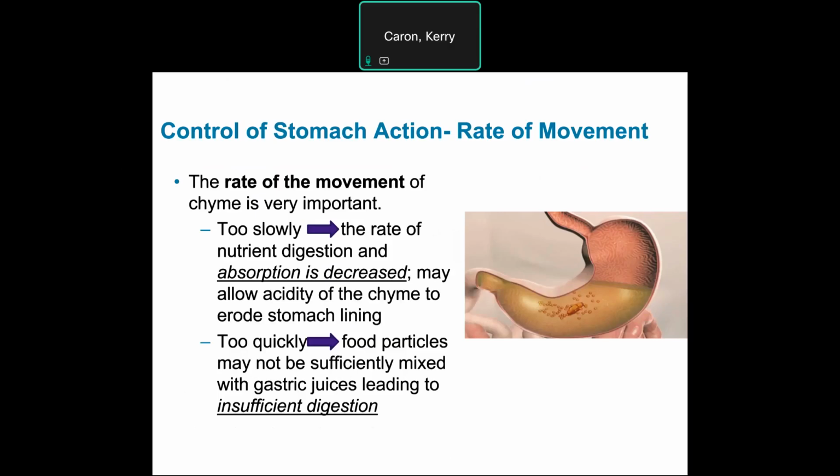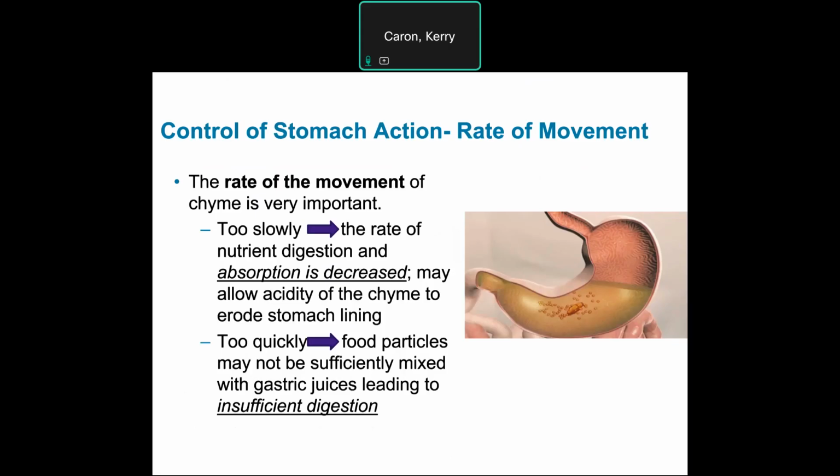Like I mentioned, how fast food moves through the stomach, the rate of movement, is very, very important. If things move too slowly, then the nutrients are not necessarily digested. Absorption happens mostly in the small intestine, so absorption is decreased.